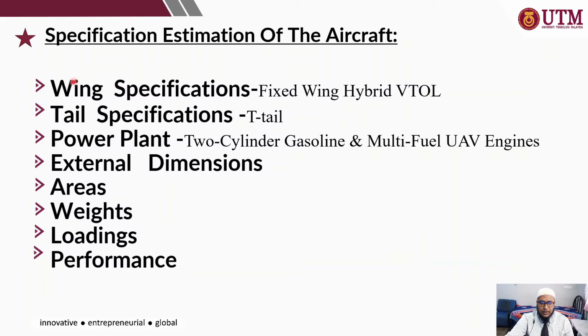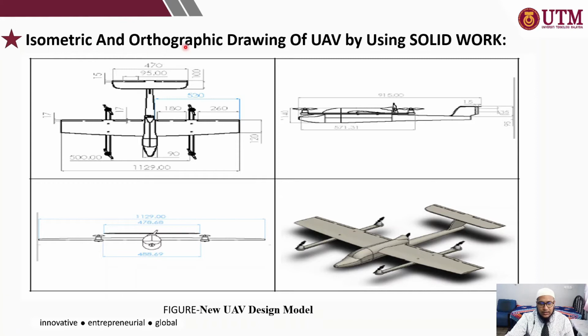Then the specification estimation of the aircraft. In this part we have done things correctly. For wing specification, we chose a fixed wing hybrid VTOL, along with tail specification detail, and the power plant is a 2-cylinder gasoline and multi-fuel UAV engine. External dimensions, areas, weights and loadings and performance we have also calculated nicely. And then we made isometric and orthographic drawings of the UAV using SolidWorks. This is the final drawing of our aircraft, and we can see the front view, top view and side view. So here is the design of the new model.